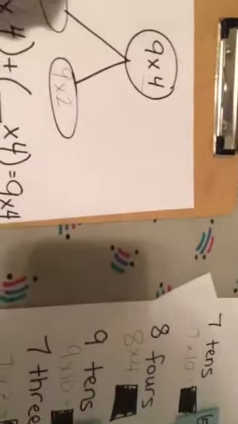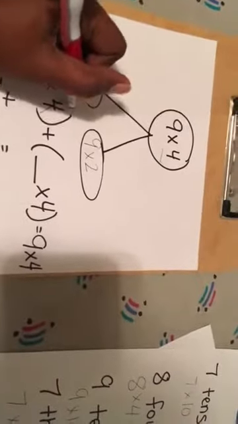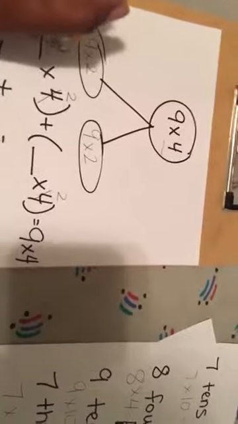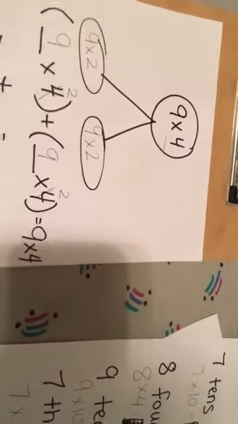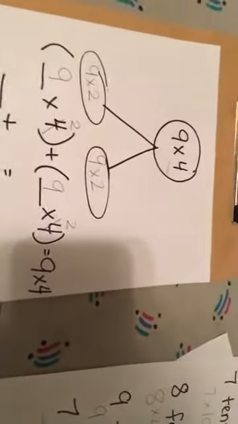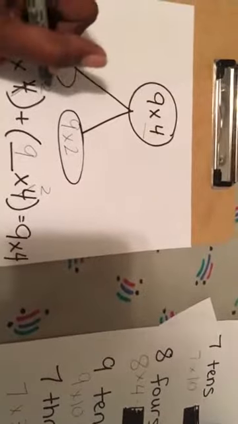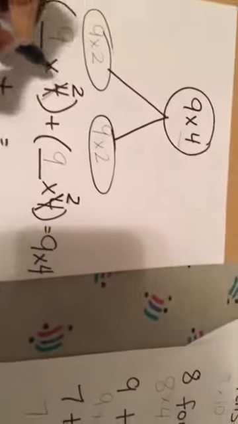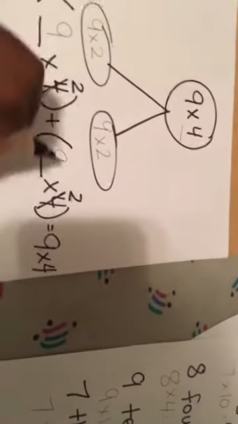And I did the wrong number, guys, so bear with me here. This one should be 2. That one should be 2. I should have left my 9 there. So I'm going to do 9 times 2, and then 9 times 2. Well, 9 times 2 gives me 18. 9 times 2 gives me 18. So 18 plus 18 gives me 36. So 9 times 4 is 36.